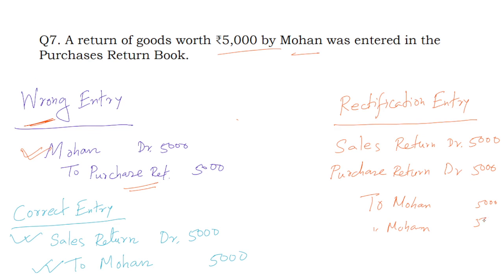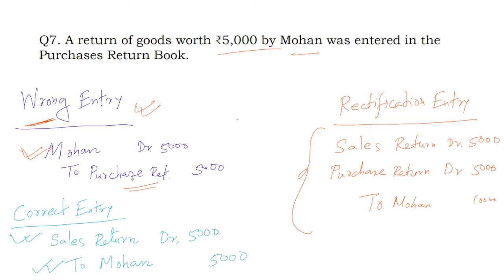Mohan, 5,000. So instead of writing this Mohan twice, what we'll do? We will simply write this amount. We'll club this amount: 5,000, 5,000, 10,000. So this is the correct entry. Sales return debit, purchase return debit to Mohan. So this is the entry.